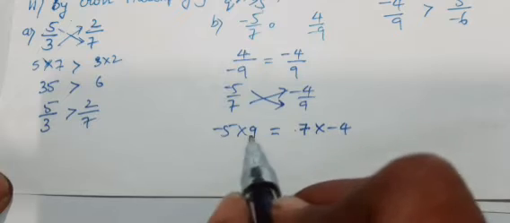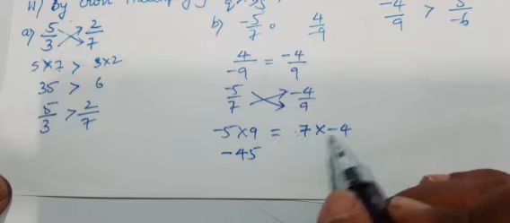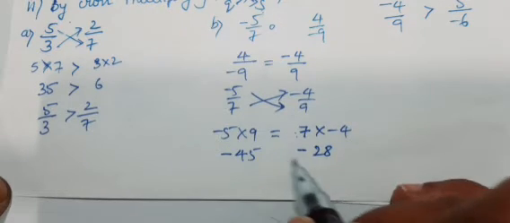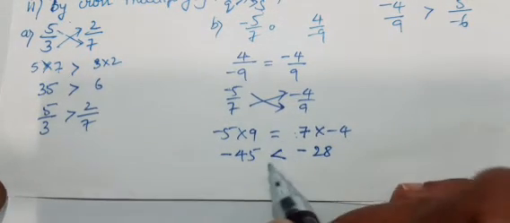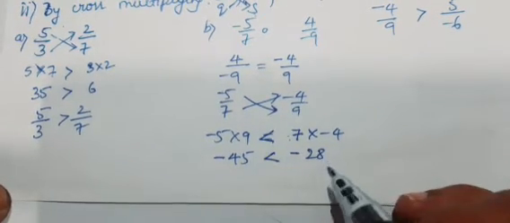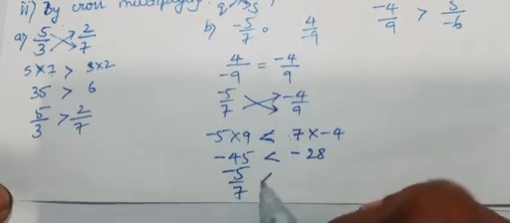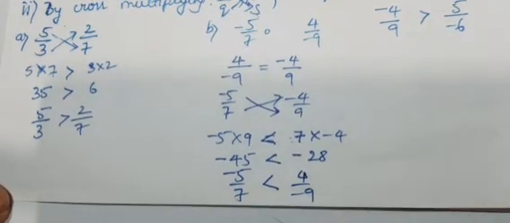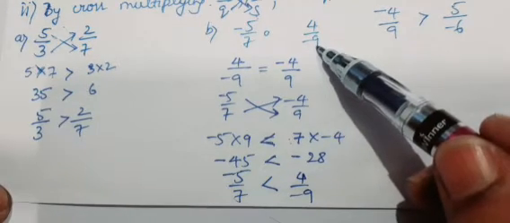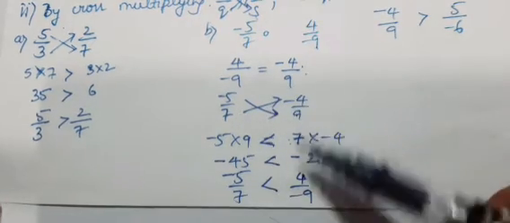Then minus into plus is minus, 5 9s are 45, and then plus into minus is minus, 7 4s are 28. Here you can observe minus 28 is greater, therefore we put this symbol. Minus 45 is less than minus 28. In this way we can say that minus 5 by 7 is less than 4 by minus 9. So here you should remember, children, if the rational number is not in the standard form, first we have to convert it in the standard form and then cross multiply and then compare.